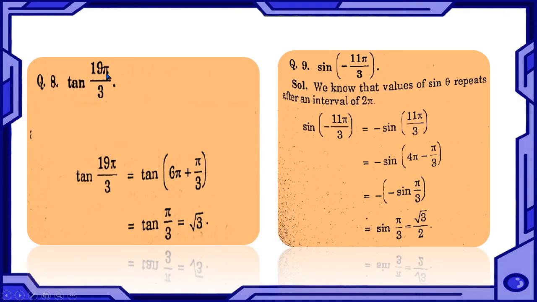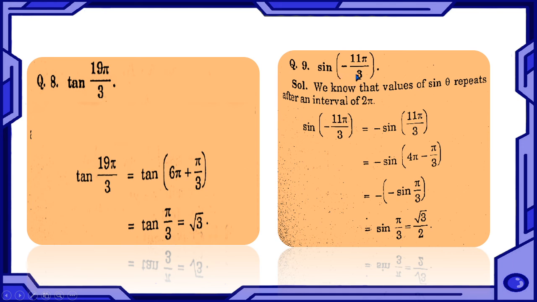Eighth question, tan 19 pi by 3. It can be split and written as 6 pi plus pi by 3. When we take the LCM, 6 3s are 18 plus 1, 19. Now again, 6 pi plus pi by 3. 6 pi, when we complete one revolution, it becomes 2 pi. 2 pi, 4 pi, and 6 pi. So 6 pi will again take me to the positive x-axis and plus something, so definitely first quadrant. So tan pi by 3, which is root 3.